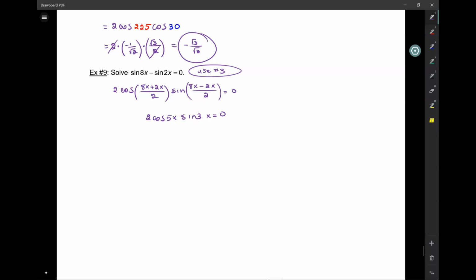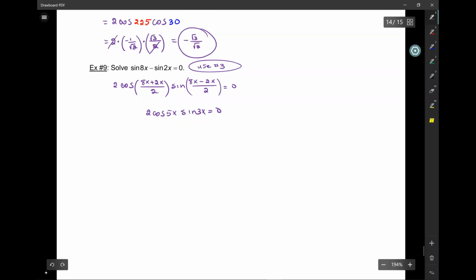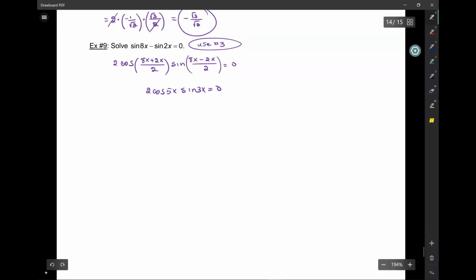Look at what we did. We converted to zero product property, right? Now I have something times something equal to 0, and I can then set each equal to 0 on its own. That's the benefit of using that identity. So the 2 will go away, because you can divide it out. So now I have cosine 5x equal to 0, and leave some space here.